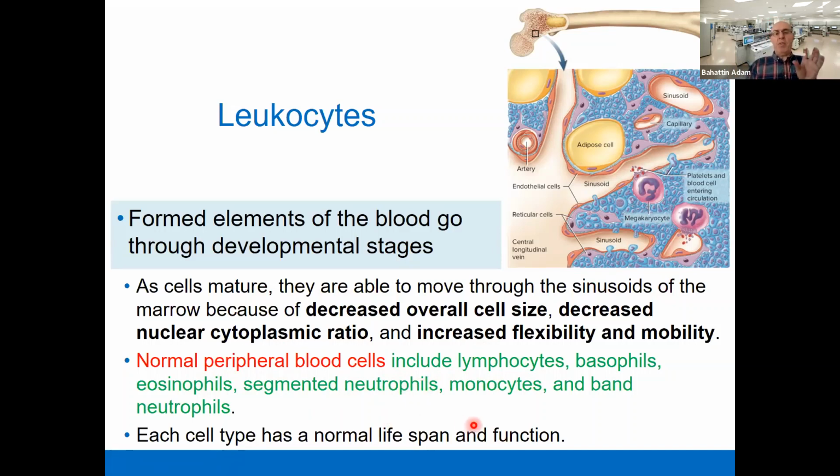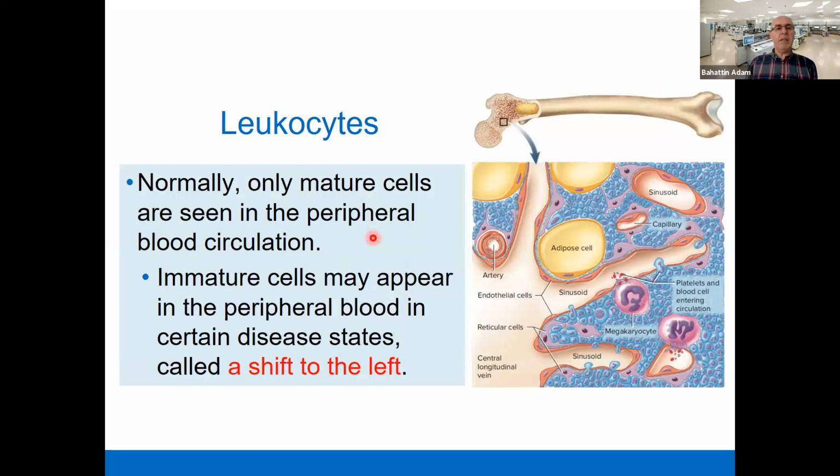Each cell type has a normal lifespan and function. We have to know the function and the structure of each cell. They arise in the bone marrow from myeloid stem cells. As you see here, normally only mature cells are seen in the peripheral blood circulation. You don't see the myeloid precursors of the white blood cells in the blood circulation in normal healthy people.